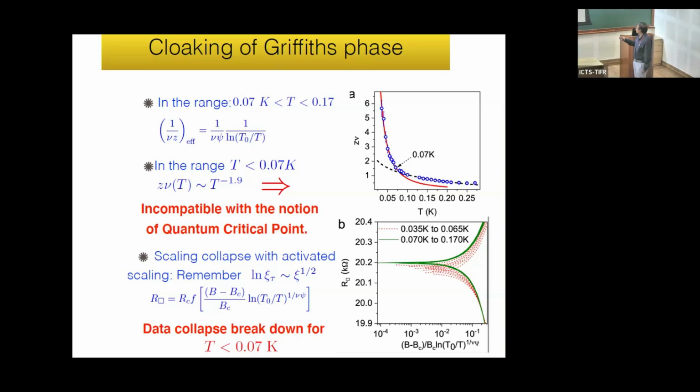But below that critical temperature, what happens is the data collapse just breaks down. You cannot get it, by hook or crook, to map onto, or collapse onto, a universal curve. Again, this states that there is something that goes wrong below T less than 0.07 Kelvin, right?